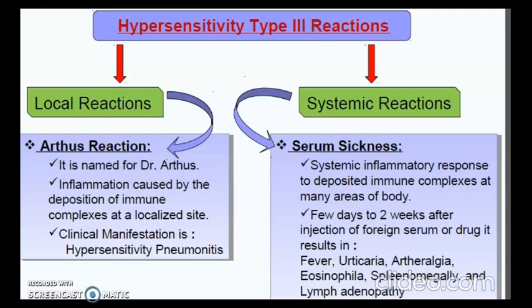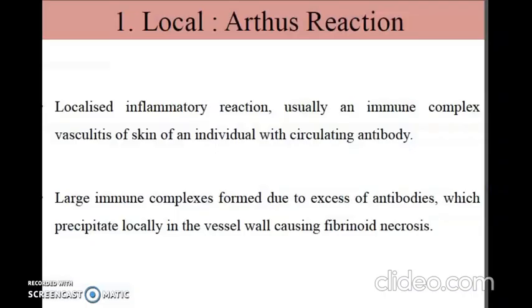In systemic reactions, serum sickness is a systemic inflammatory response to deposited immune complexes at many areas of the body, and it occurs a few days to 2 weeks after injection of foreign serum or drug. It results in fever, urticaria, arthralgia, eosinophilia, splenomegaly and lymphadenopathy. Let's see in detail about the Arthus reaction.